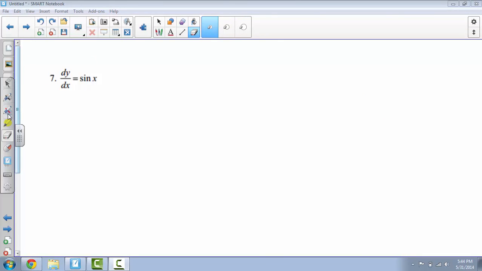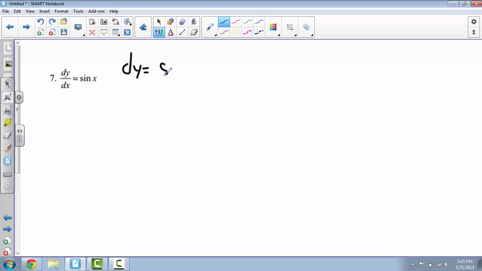Okay, so we're going to solve this differential equation. The differential equation is dy over dx equals sine of x. The first step in solving this equation will be to get dy alone. To get dy alone, you're going to multiply both sides by dx. After doing this step, this will get you dy equals sine of x dx.